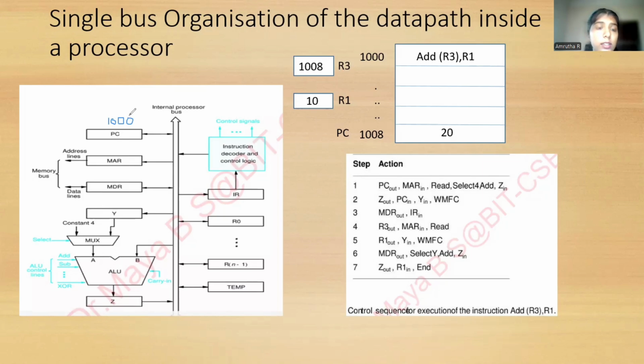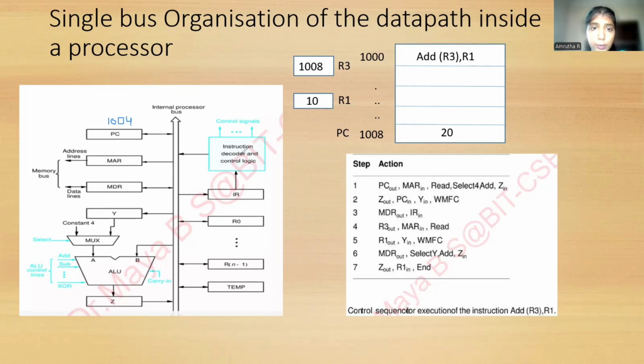So now the content of PC will be updated to 1004. After all these operations are completed, it moves to the next instruction. Now the new value for PC is 1004 and it will give this value to MAR and then to MDR, and it gives it to the instruction register. Hence it is MDR out and IR in.